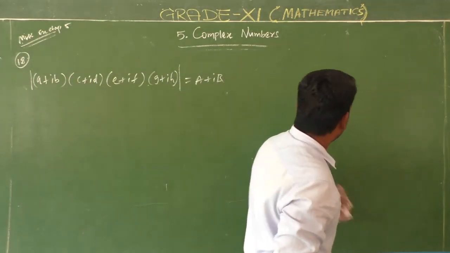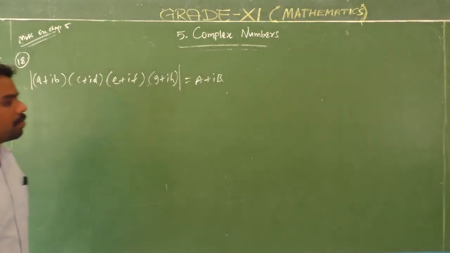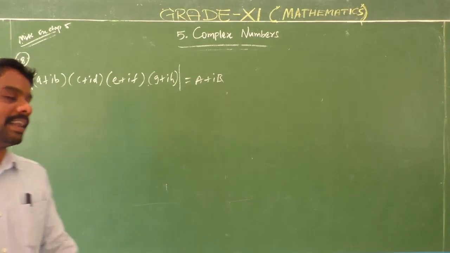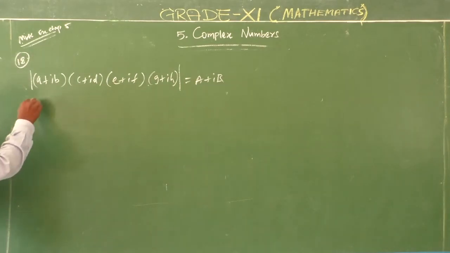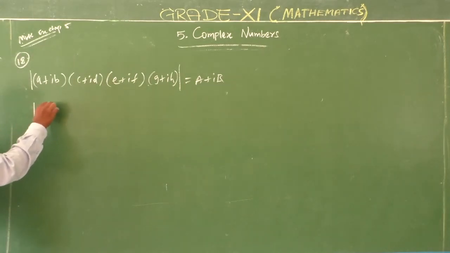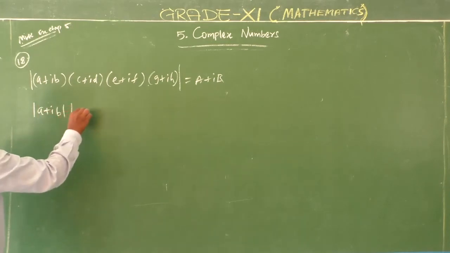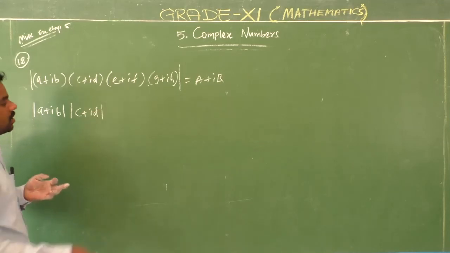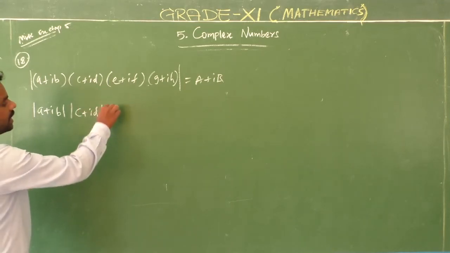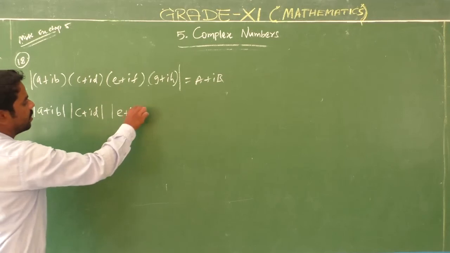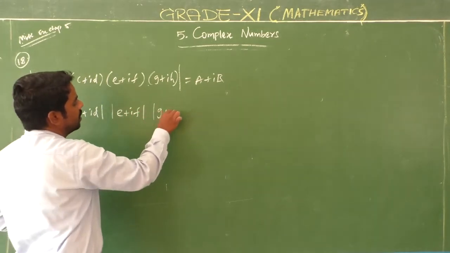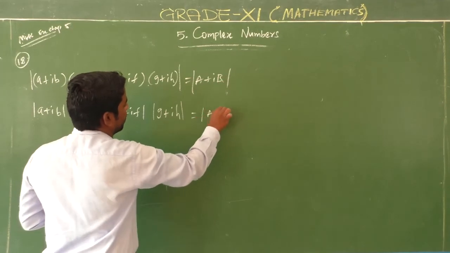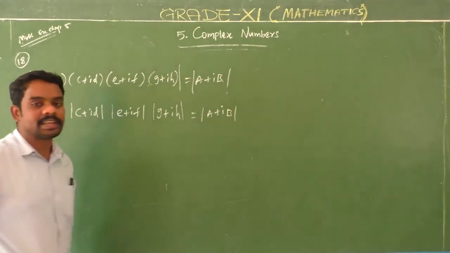Now you know property number 2: the modulus of z1 into z2 into z3 and so on up to zn is equal to modulus of z1 into modulus of z2 into modulus of z3 and so on. So the modulus of (a plus ib) into the modulus of (c plus id) into the modulus of (e plus if) into the modulus of (g plus ih) is equal to the modulus of (A plus ib).